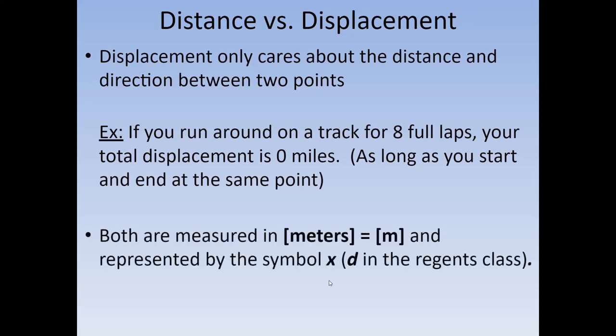Now, one thing to also keep in mind is that they're both measurements of how far an object has moved. So they're both measured in meters. And they're also both represented by the symbol X or D, depending on whether we're dealing with the AP physics equations or the Regents equations. So just keep that in mind. You might also see delta X and delta D. Again, it's all kind of the same thing. And that's it. That's all it is for determining how far an object moves.